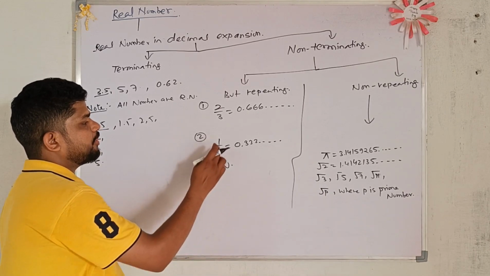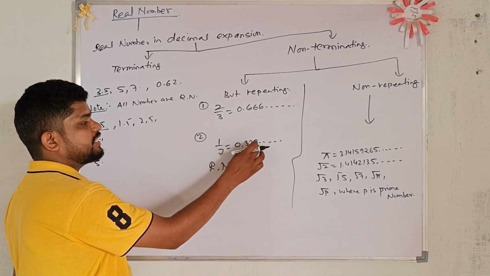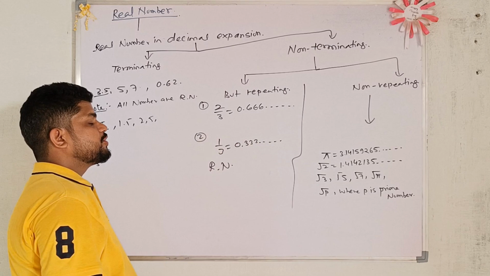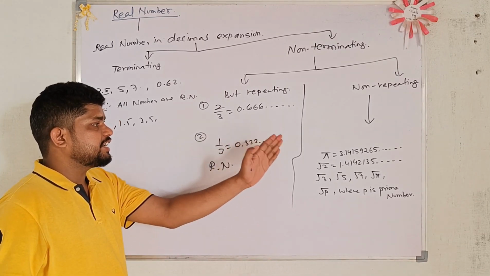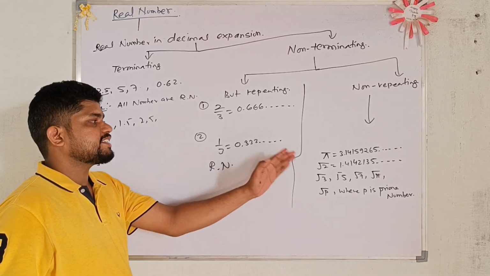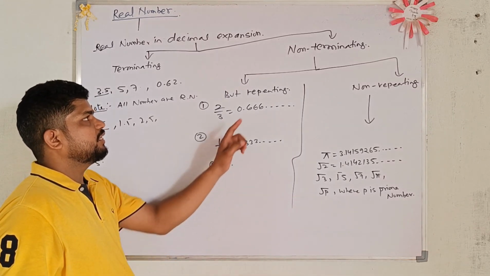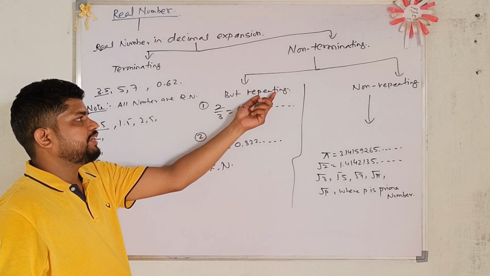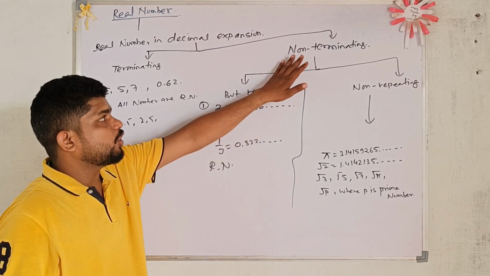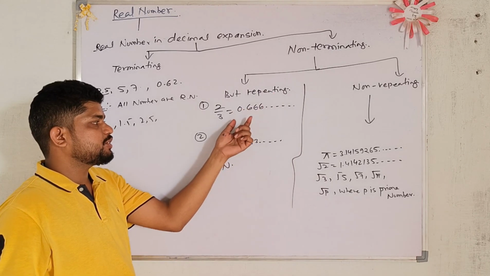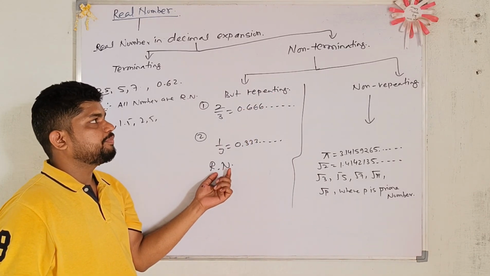One more example, 1 by 3 can be written as 0.333 and so on. Here the digit 3 is repeating itself continuously and it is going endlessly. So it is a case of non-terminating but repeating. If the decimal expression of any number is non-terminating but repeating, then it is known as a rational number.